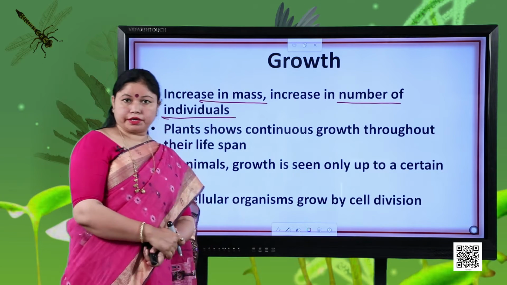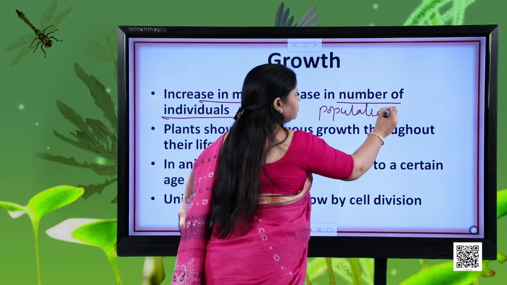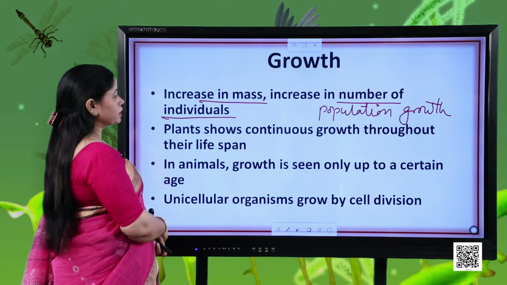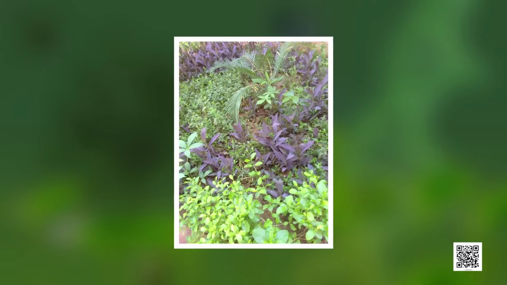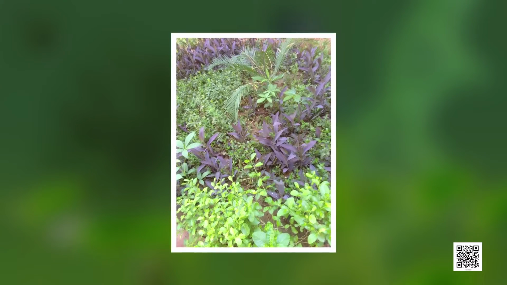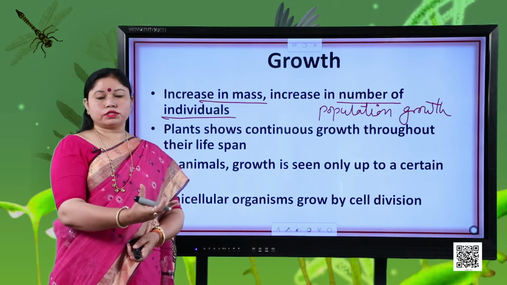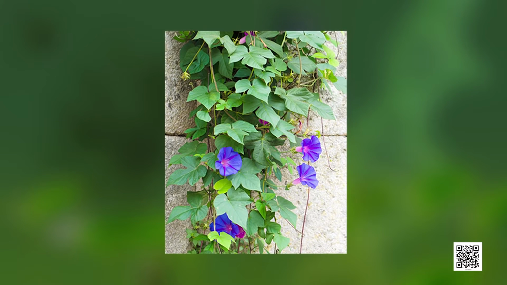You might have heard of the term population growth. The population growth of our country is very high. So growth is actually an irreversible, permanent change, and if you consider growth from the plant's point of view, plants show continuous growth throughout their lifespan. You must have observed small new leaves coming from the branches. Even new branches come out of older ones. You might have observed plants blooming with flowers in a particular season or fruits on the plants. So all these things are visible in plants throughout their lifespan.